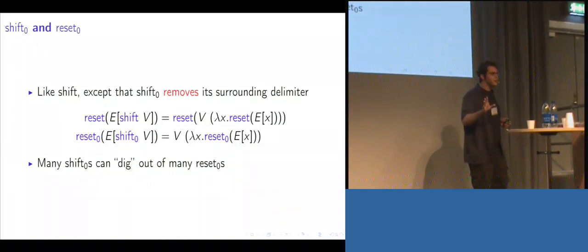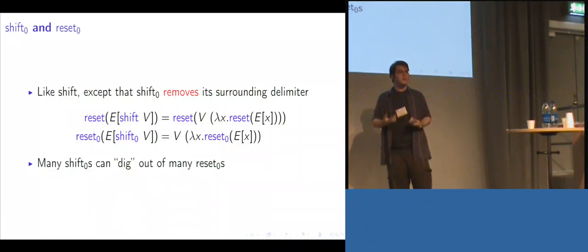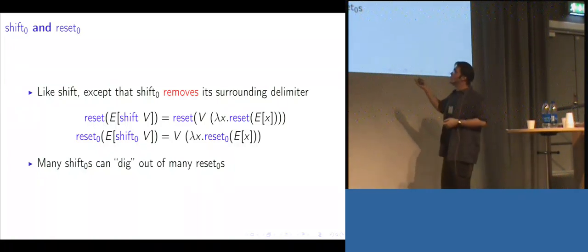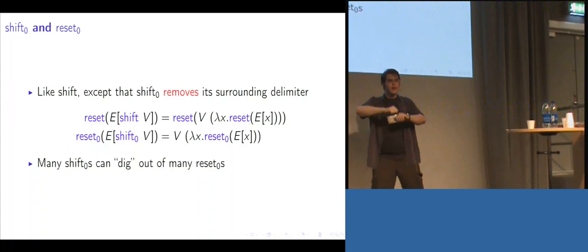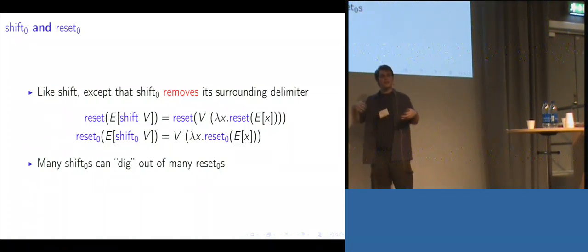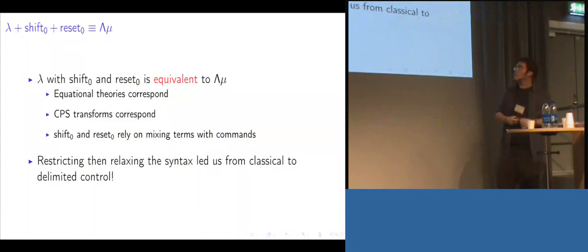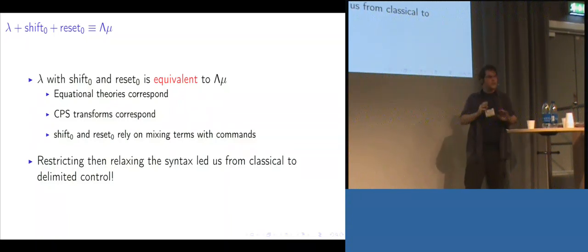So we can look at a minor variant of the shift and reset operators, which are now called shift 0 and reset 0. These are much less studied, but more recently some interest has risen a bit more on them. And so the only major difference is that the shift 0 operator, when we call it, the surrounding delimiter, which provided a scope for the effect, gets removed. And so we can use several of these operations to dig ourselves out of many of the control delimiters. And so, if we look at these, we find that these two operations are equivalent to the relaxed big lambda mu calculus. Their equational theories are the same, their transformations are the same, and these operations critically rely on that mixing property of the two things.